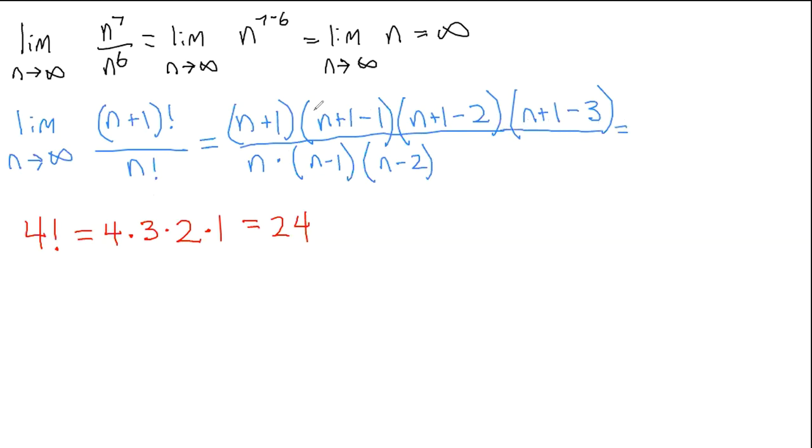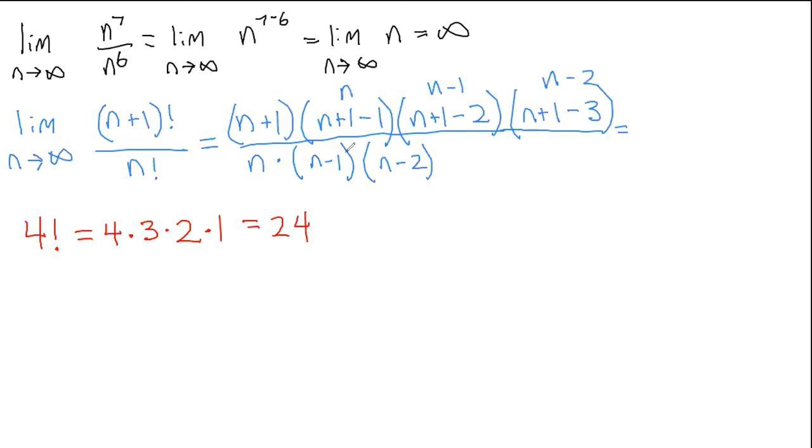So I'm going to go ahead and simplify the top just a little bit. I'll use the same color, that's fine. So this n plus 1 can't be simplified. This n plus 1 minus 1, obviously, positive 1 minus 1 is 0. So this is just n. This is going to be n minus 1. This is going to be n minus 2.